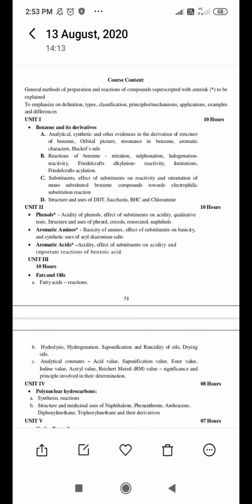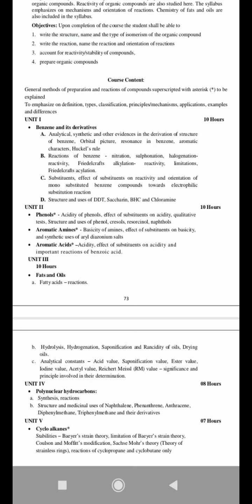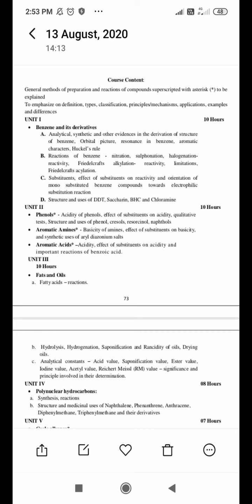Acidity of phenols, phenol is acidic. Why is it acidic in nature? Which group is responsible for this acidic nature? Then what is the effect of a substituent attached on the acidity? If another group is attached to phenol, then what will happen to the acidic nature? Then qualitative test. What are the qualitative tests?